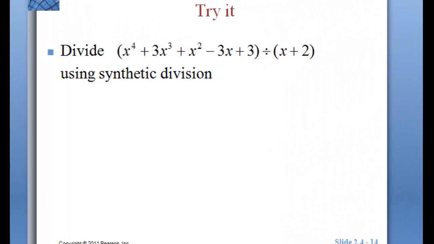Try this one. Remember that when you're doing synthetic division, because we have a plus 2 here, we need to have a negative 2 as our divisor.